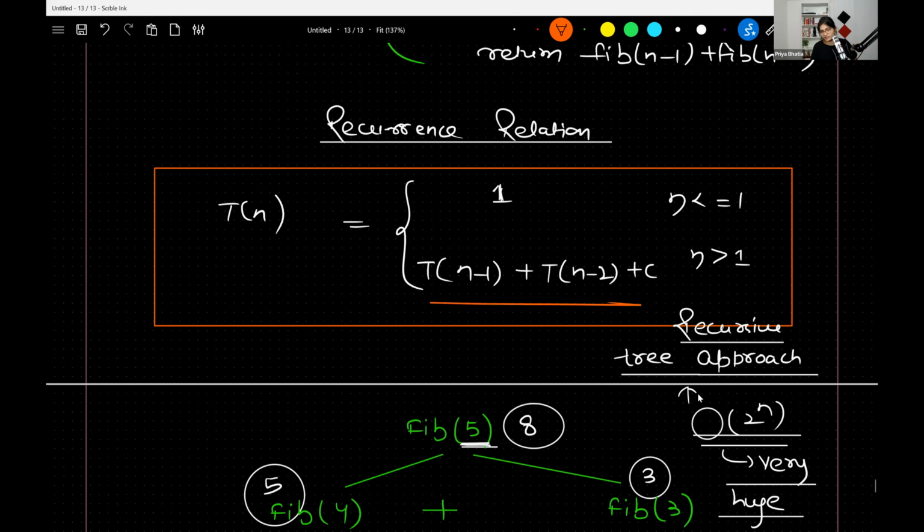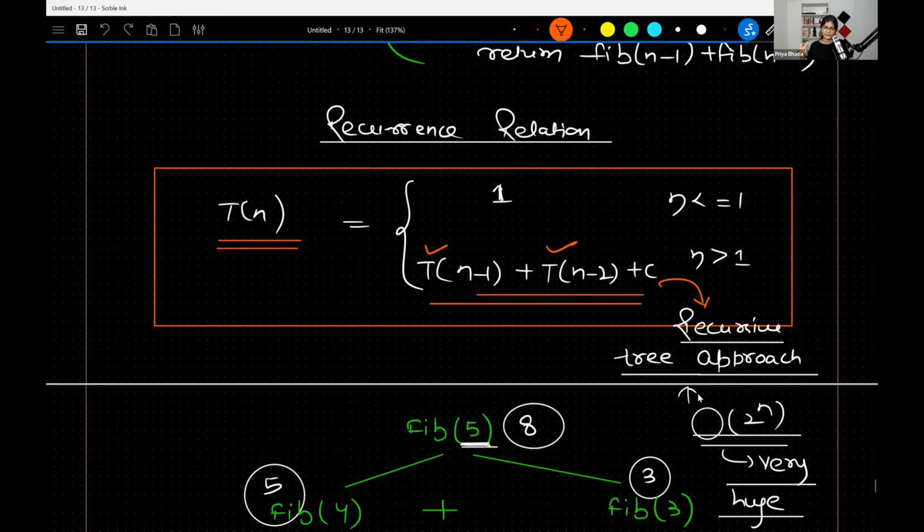And then we have to solve this recurrence relation. Always remember, when you will be having more than one recursive term, for example, in this case, you have two recursive terms. The only way to solve this recurrence relation is via this recursive tree approach only. You can't solve this via substitution method or Master's theorem. You can only solve this particular recurrence relation by a recursive tree approach.